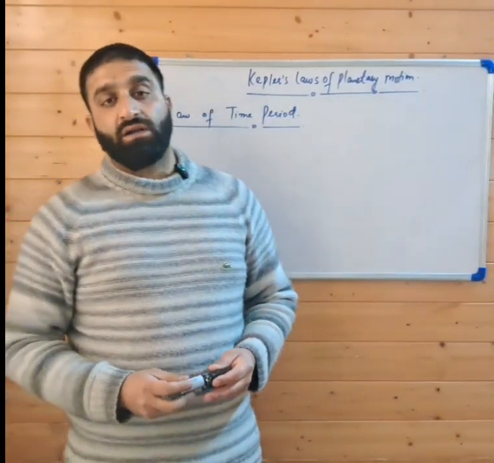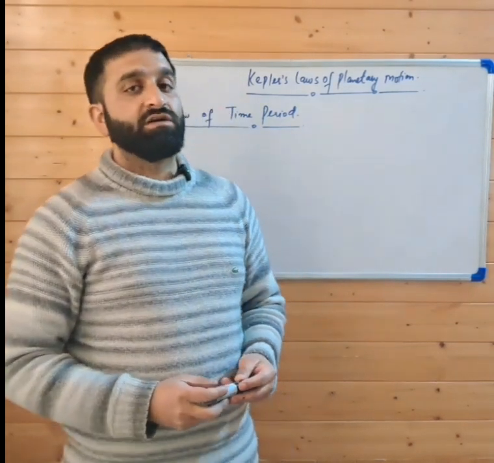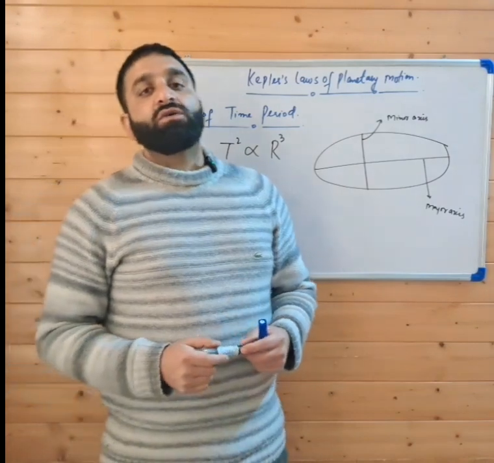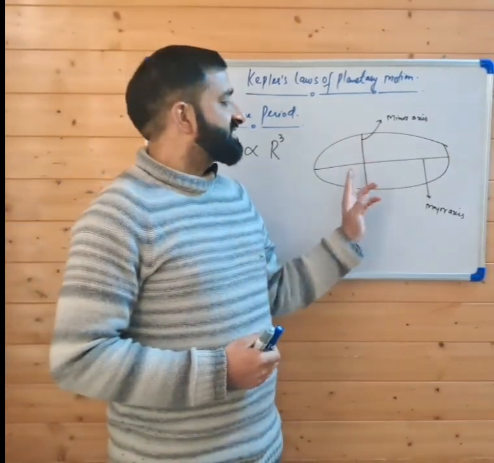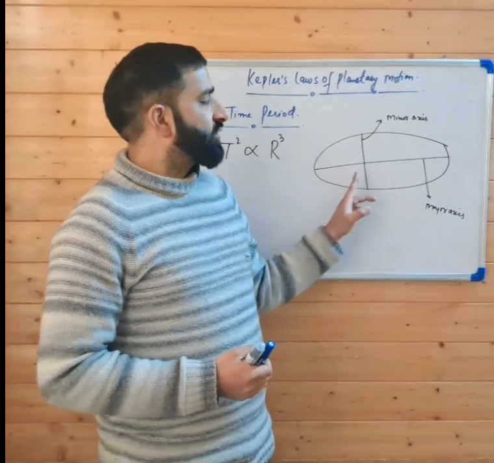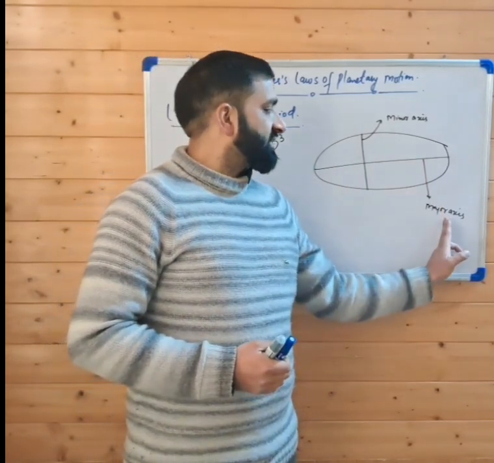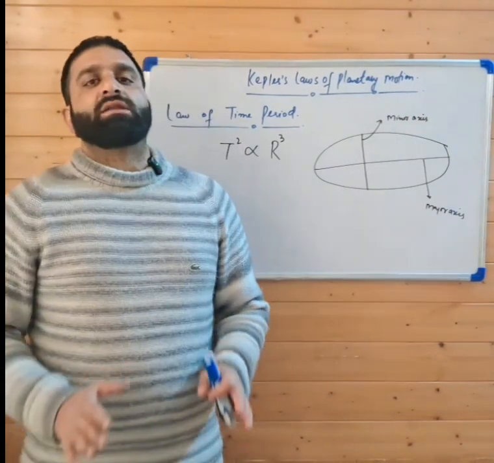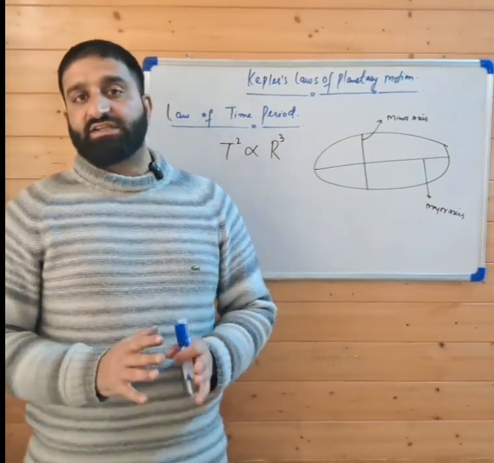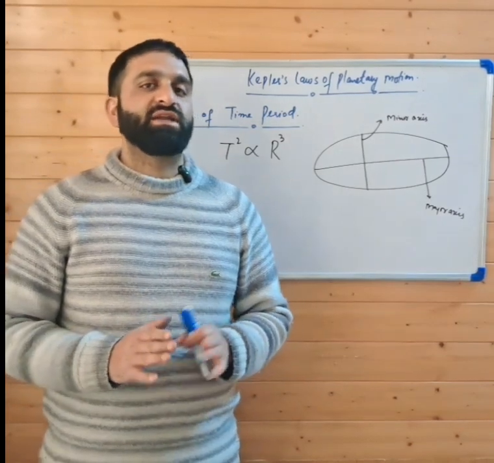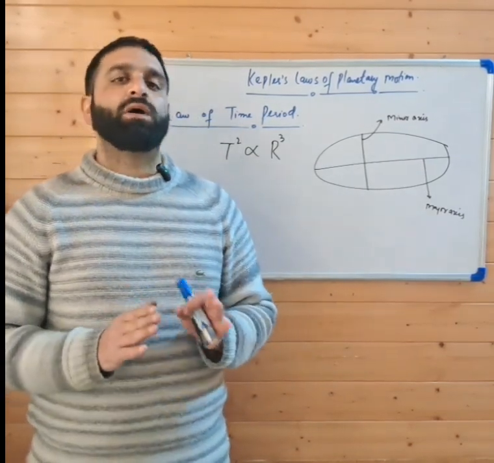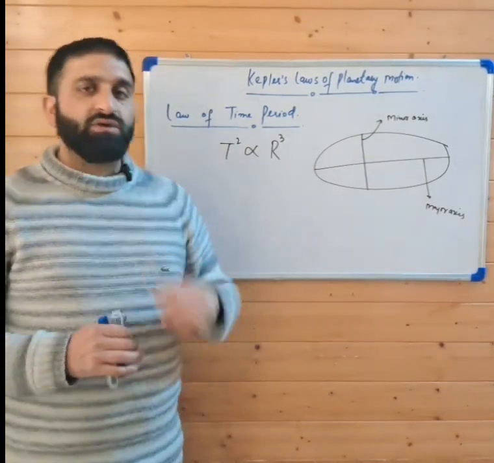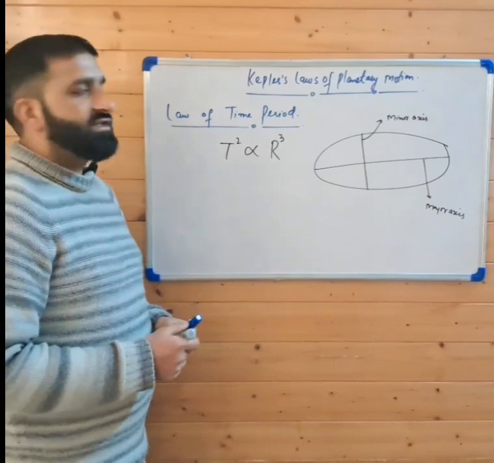Discussing the third law of Kepler's laws of planetary motion, it is also called the law of time periods. From Kepler's first law, a planet moves around the sun in an elliptical orbit. That means we have two axes. The longer one is called the major axis, and the shorter one is called the minor axis. Kepler's third law, or law of time period, states that the square of the time period is directly proportional to the cube of the semi-major axis. So T squared is directly proportional to R cubed. How are we going to derive this equation?